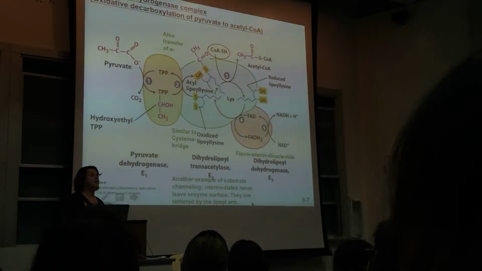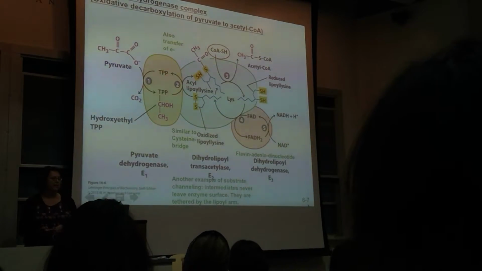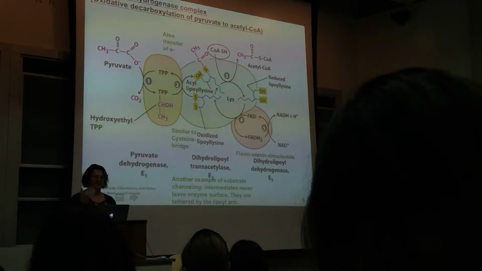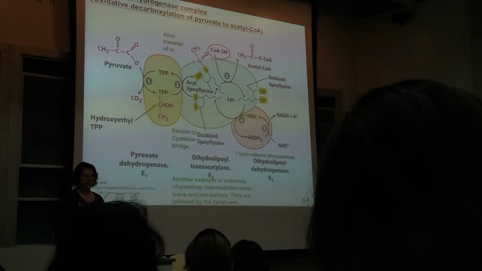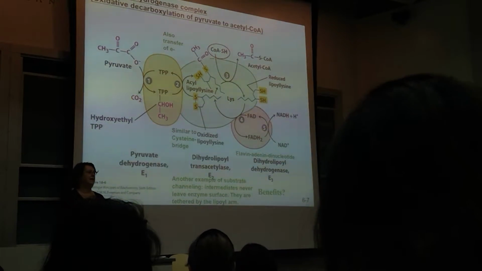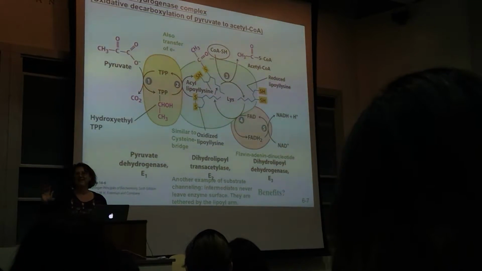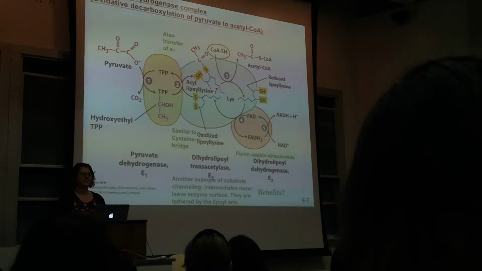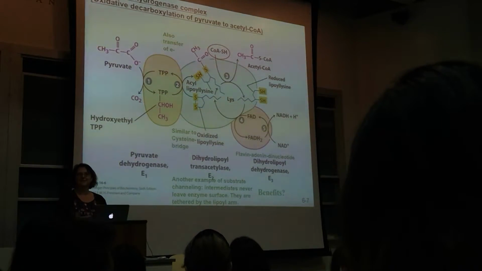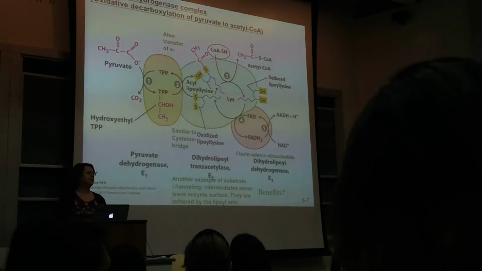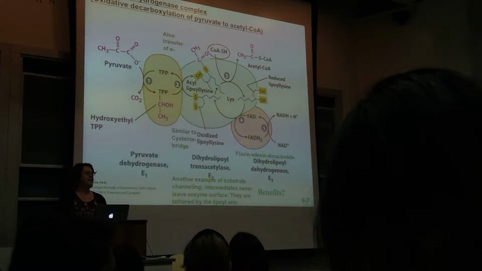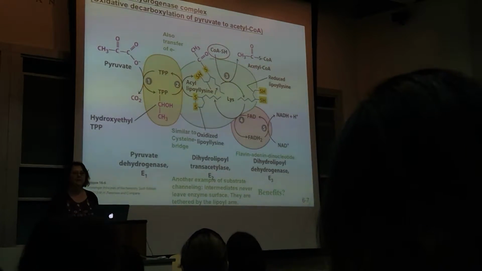So this is another example of substrate channeling. The intermediate never leaves the surface, and they're tethered by this arm. So what would the benefits of this be? I'll try to take a few hands. We've talked about substrate channeling before. Why is it beneficial? Yeah.